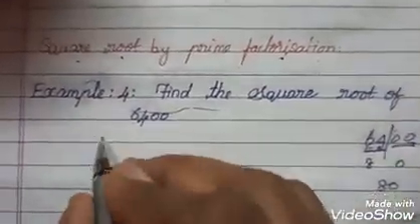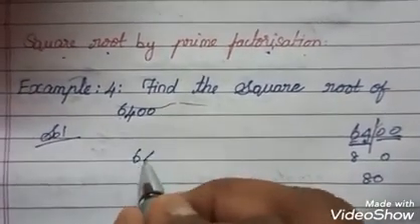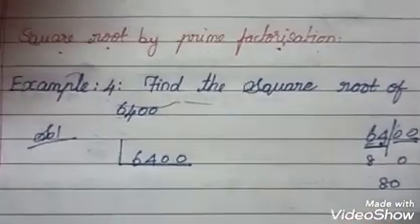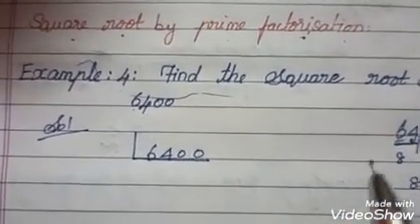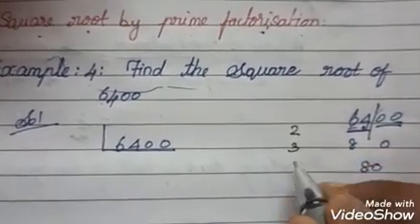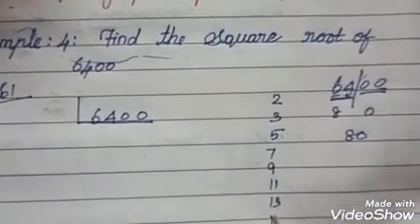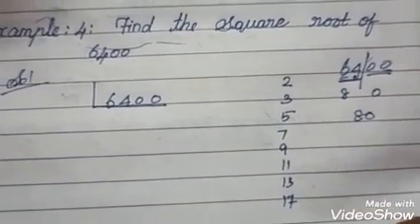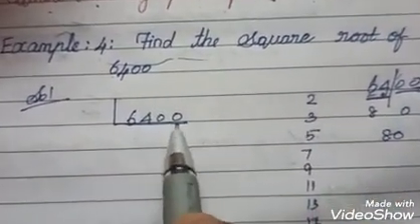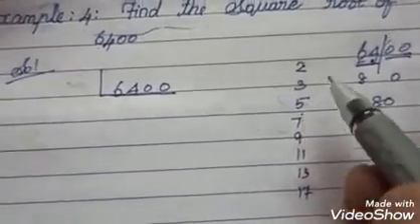So how do you find this prime factorization? The solution, you take 6400 as usual. First you need to go with the prime numbers. What are the prime numbers? 2, 3, 5, 7, 11, 13, 17. These are the prime numbers. One by one you need to check. The number ends with 0, so by the divisibility rule you know it is divisible by 2 and 5. So first you can take 2.